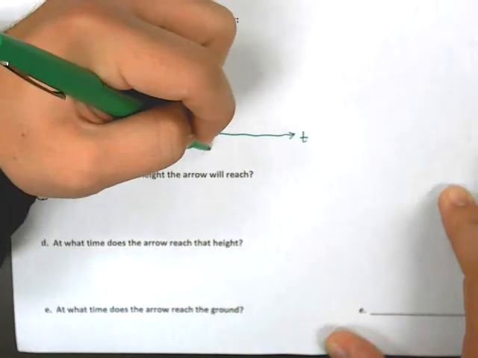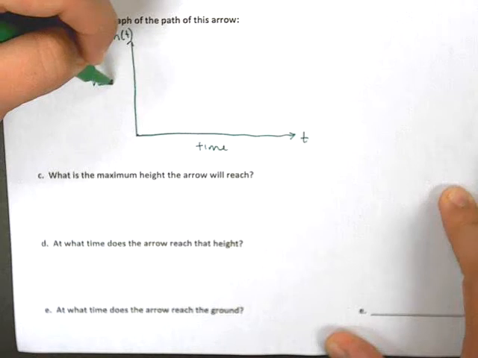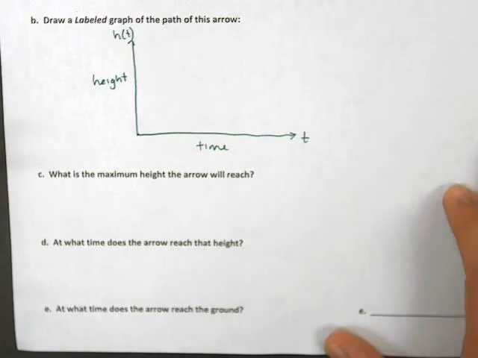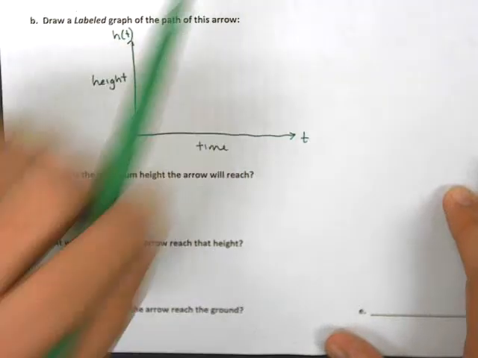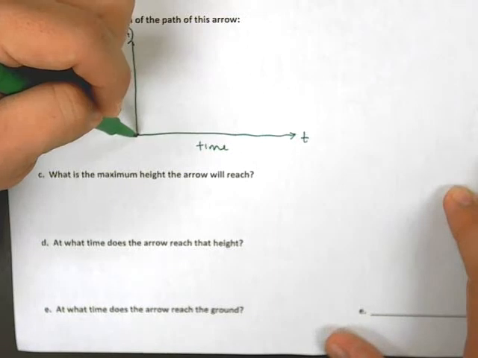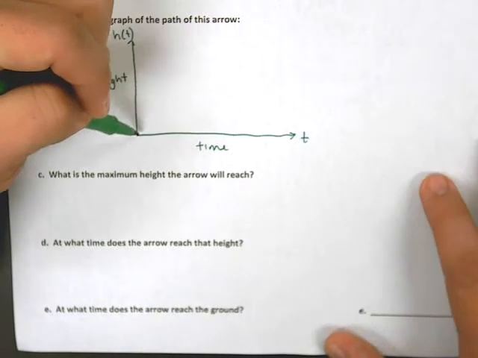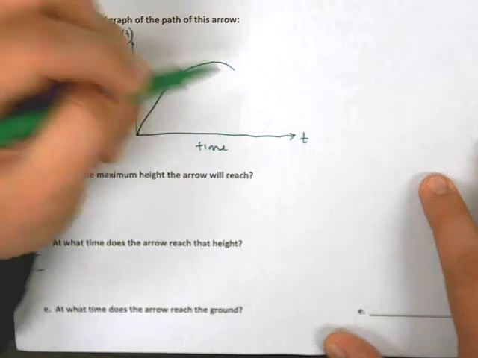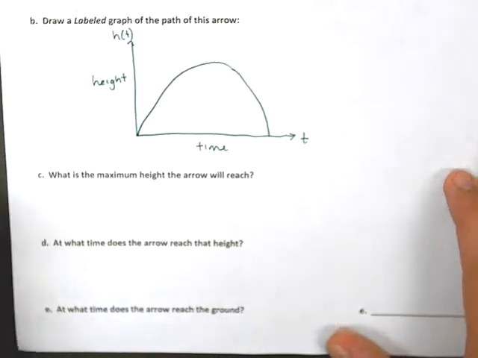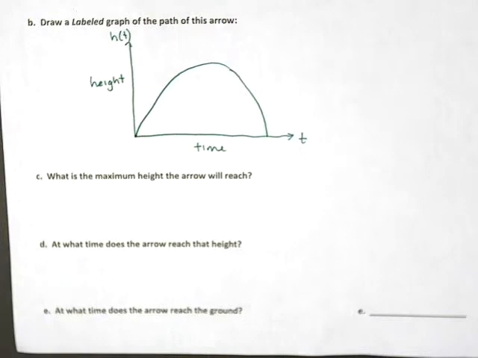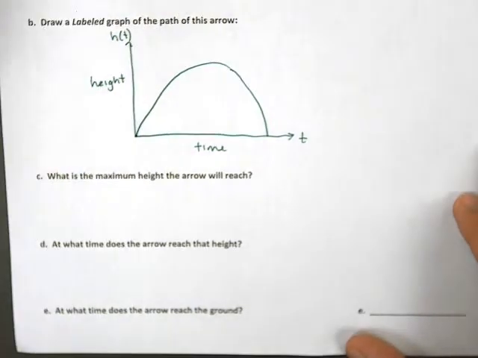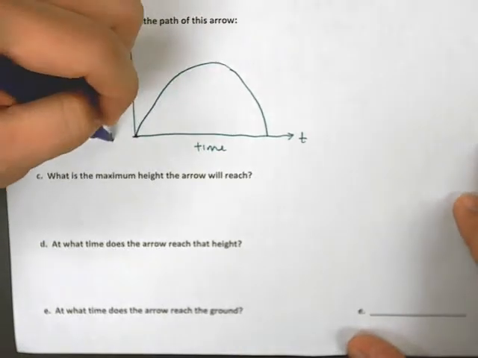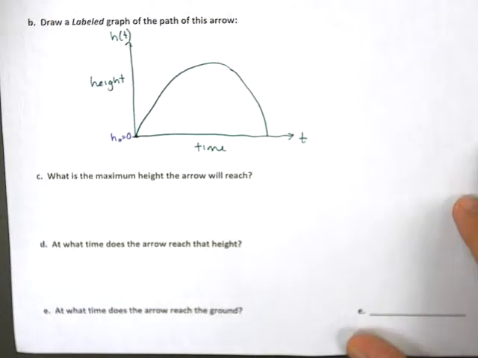So we have time, we have height. This is where you need to make one little connection before you sketch your picture. Because our h naught, our initial height, was 0, we are going to start right here at the origin and go up and come back down. Because we are starting at a height of 0, our y-intercept has to be 0. Let me write that. h naught equals 0.